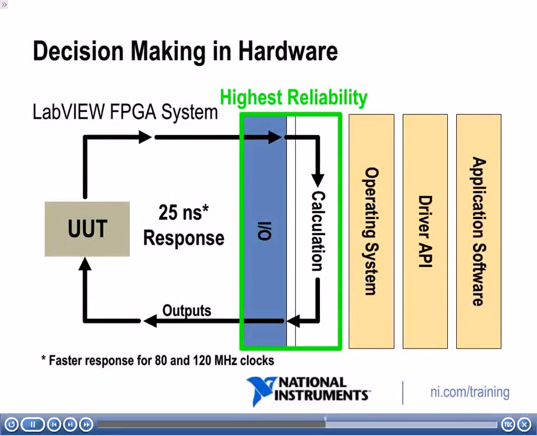So here we contrast that with decision-making in hardware. If you're looking at a LabVIEW FPGA system, you've got that same unit under test. However, that I/O is going straight to your FPGA, which is implemented in hardware. So if you look at this, all that calculation is being done on the hardware. And you notice that the operating system, the driver API, and the application software are not involved at all. So here we see that we can have the highest amount of reliability, and also you get to execute things in the range of nanoseconds instead. So it's much faster and very reliable.